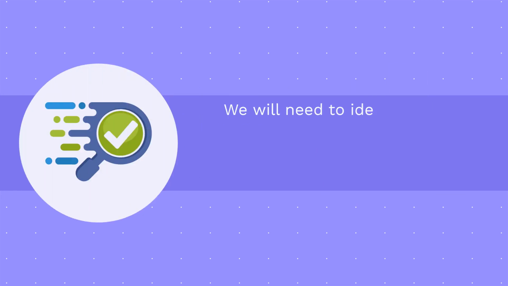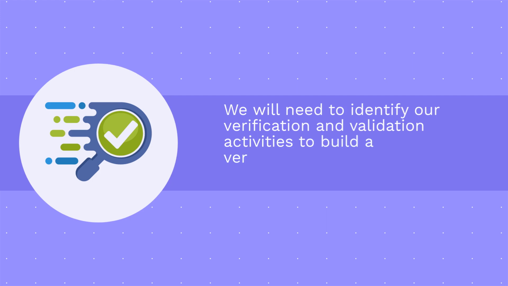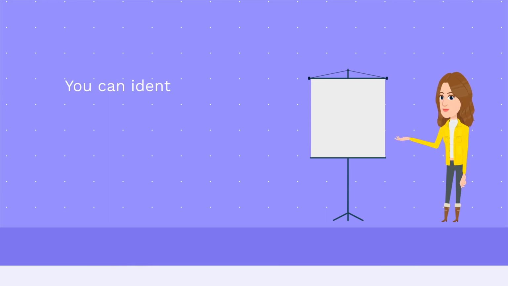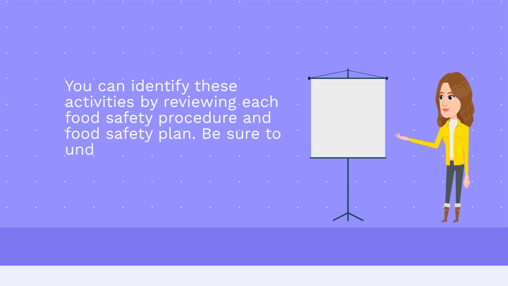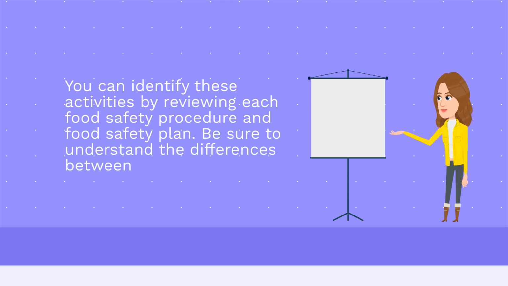We will need to identify our verification and validation activities to build a verification and validation schedule. You can identify these activities by reviewing each food safety procedure and food safety plan. Be sure to understand the differences between verification activities and validation activities.